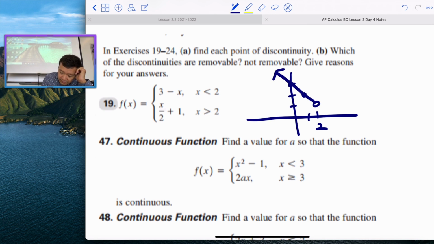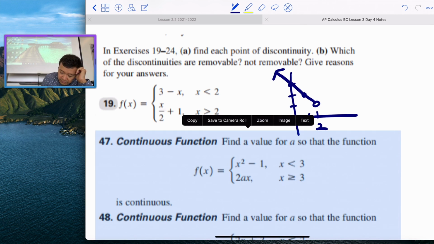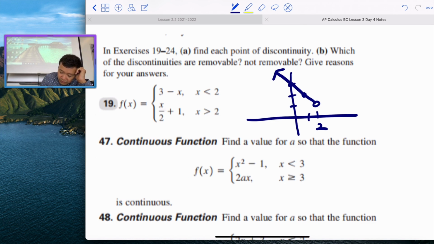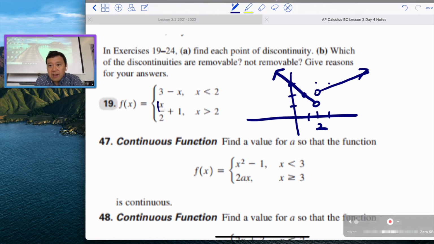So on the left-hand side, you have this graph. On the right-hand side, 2 over 2 is 1. 1 plus 1 is 2. But that's an open circle as well, at (2, 2). And it looks like it's a line that has a slope of 1 over 2, so up 1 and over 2. Okay, so there you have it. It looks like you have a piecewise defined function that is not connected.